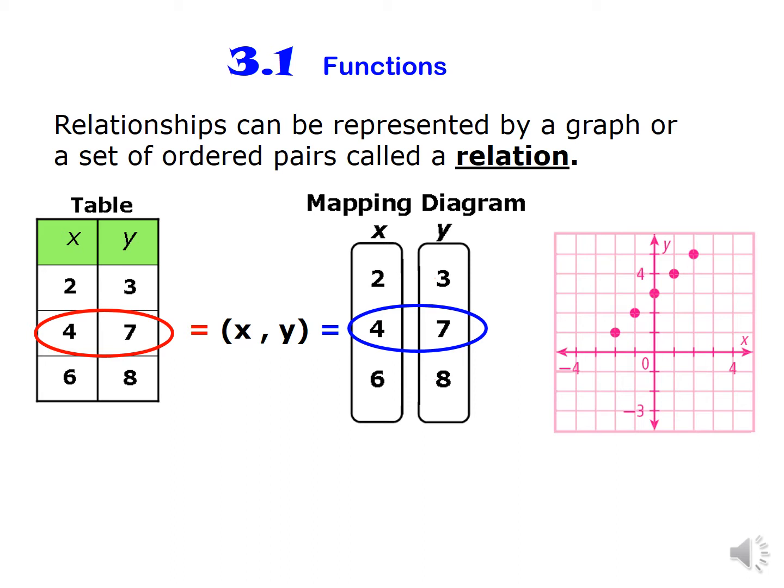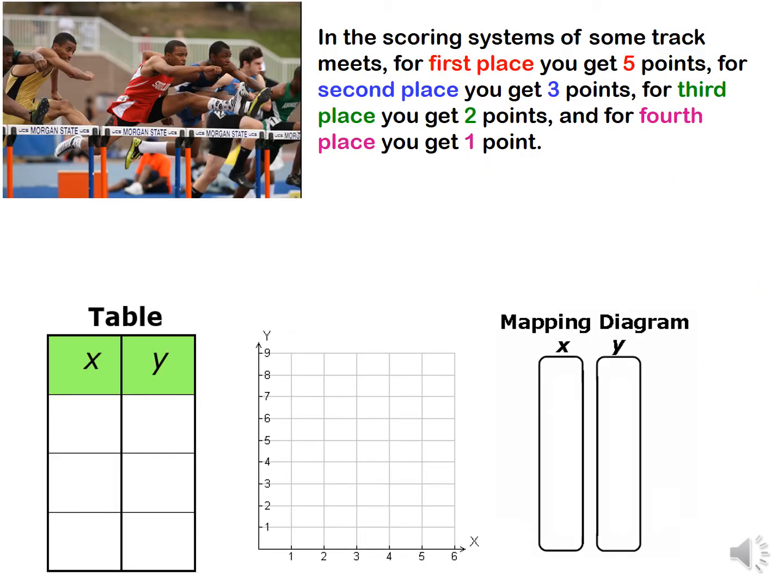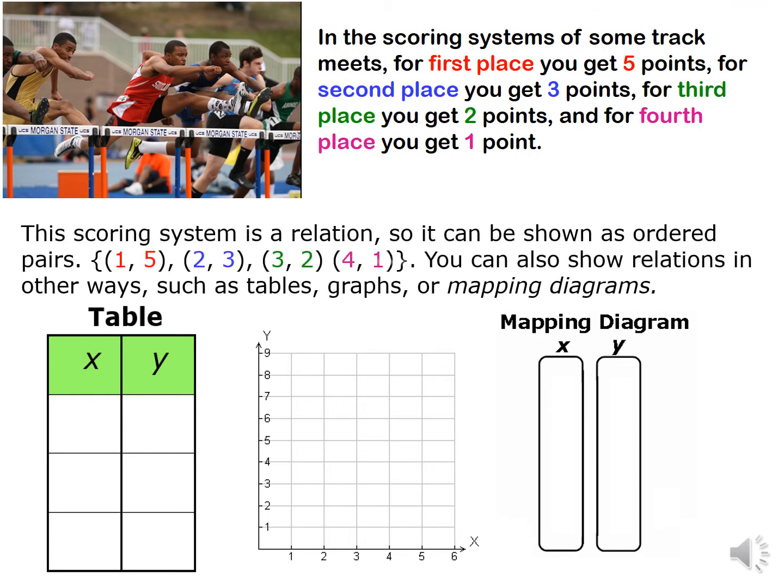So we can see that it is a bunch of dots, but here's 4, 7 right here. So right there is 4, 7, and the other points are also represented as well. So let's look at an example. In the scoring system of some track meets, for the first place you get 5 points, for the second place you get 3 points, for third place you get 2 points, and for fourth place you get 1 point. So the scoring system that they give us is a relation.